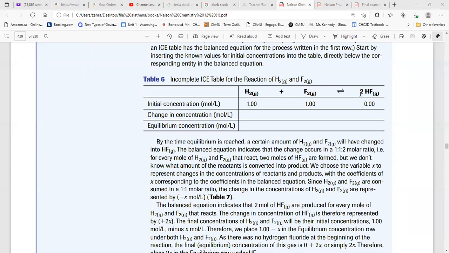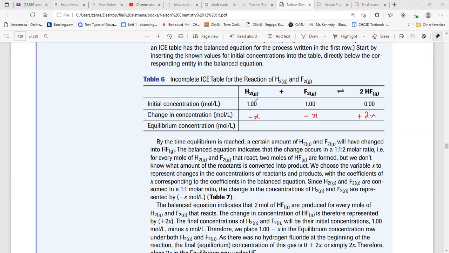From the top, you put your reaction, H2 plus F2 gives you 2HF. Initially, we have 1 mole per liter of H2 and 1 mole per liter of F2, and we have nothing for HF, so we put 0. For the second column, we put the change. If this is the forward reaction, because we just have reactants, the concentration will decrease by some amount X. That's why I put negative X. Here, the same thing, negative X. The concentration of HF is increased, but because the coefficient is 2, it is increased by 2x. Put that to be positive.